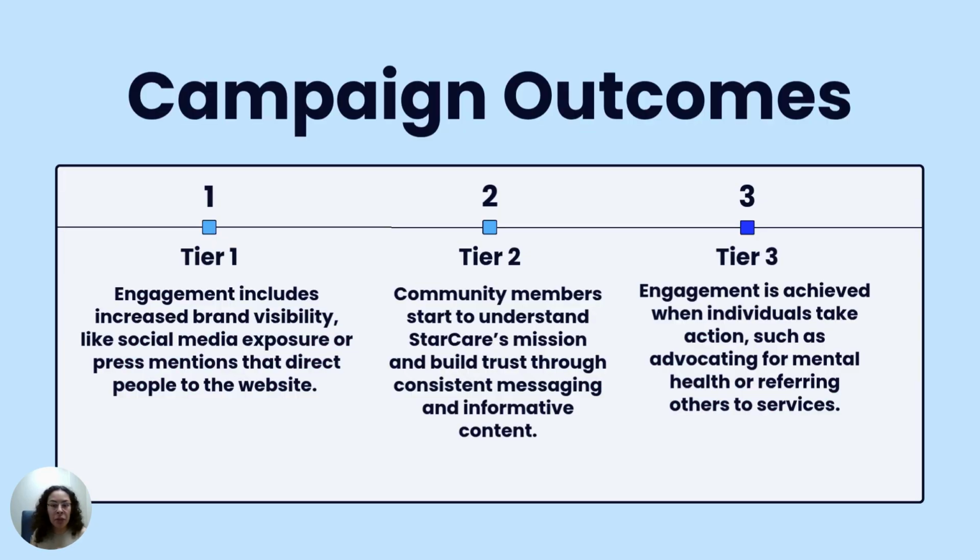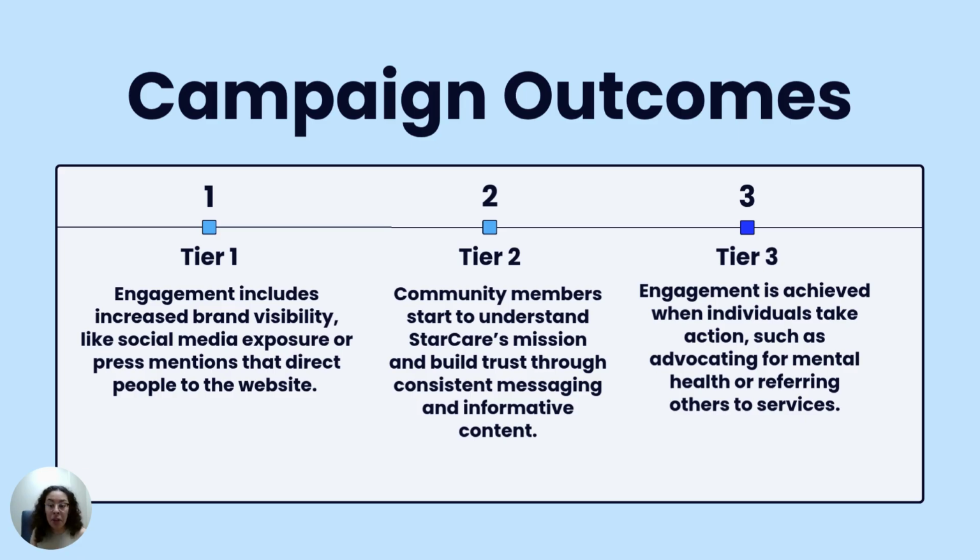So based on those tiers, there are some different campaign outcomes. The first one from the first tier would be getting that engagement. So are people knowing our social media handles? Are people mentioning us in the news? And then tier two is people getting to understand and trust Star Care.